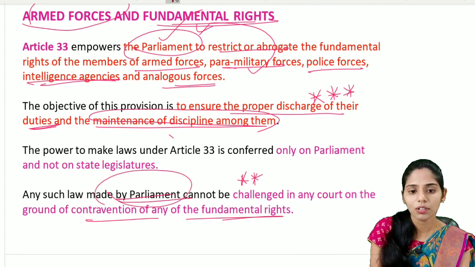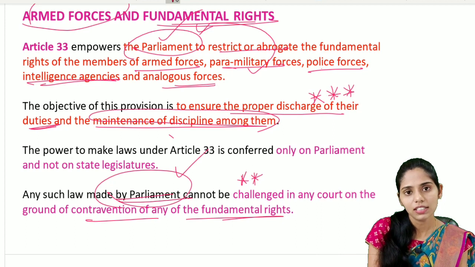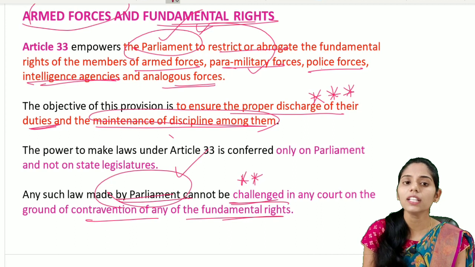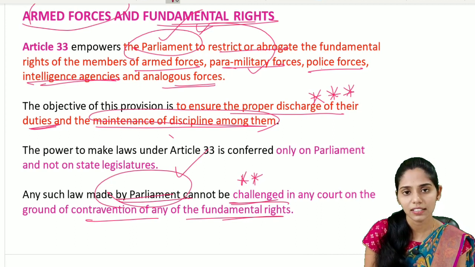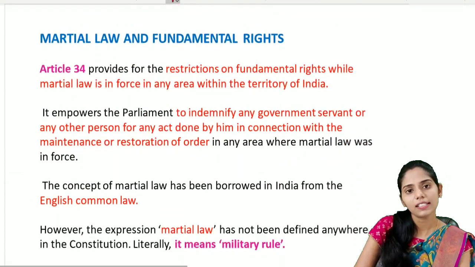Any law made by the Parliament can normally be challenged in a court of law under judicial review, correct? But for Article 33 of the Indian Constitution, any law made under it cannot be challenged in any court of law. Let us see the next article.